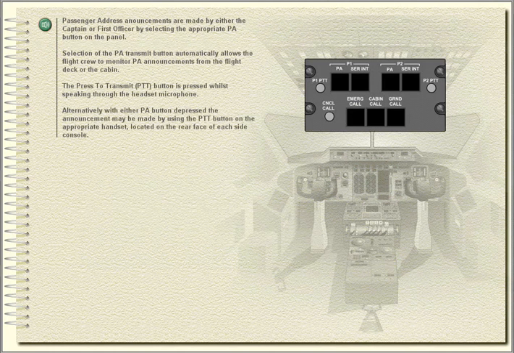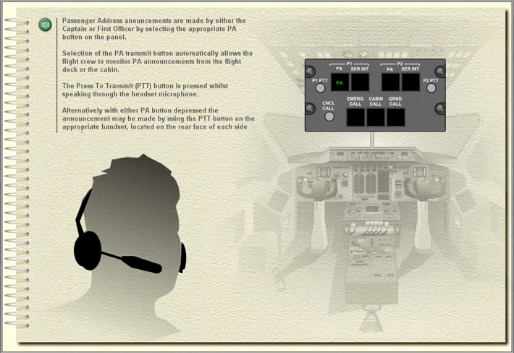Passenger address, service interphone, crew call. Passenger address announcements, service interphone communications and crew call paging are integrated on one control panel on the center pedestal. Passenger address announcements are made by either the captain or first officer by selecting the appropriate PA button on the panel. Selection of the PA transmit button automatically allows the flight crew to monitor PA announcements from the flight deck or the cabin.